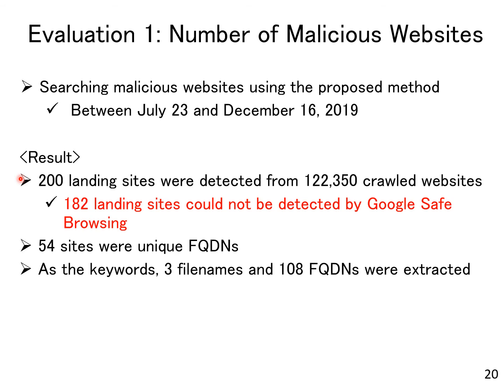As a result of the search, 200 landing sites were detected from 122,350 crawled websites. 182 landing sites could not be detected by Google Safe Browsing. Among the 200 landing sites, 54 sites were unique FQDNs. As the keywords, 3 file names and 108 FQDNs were extracted.